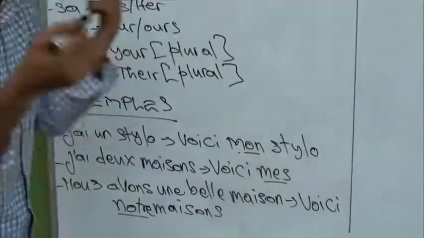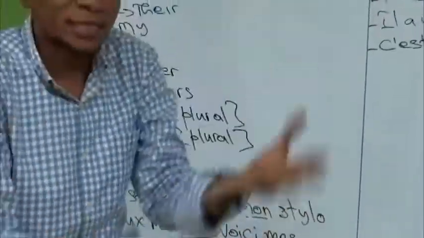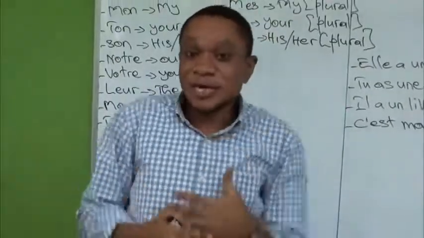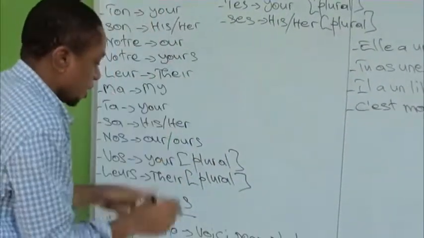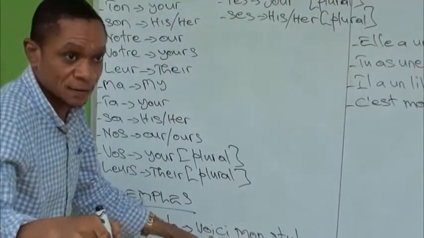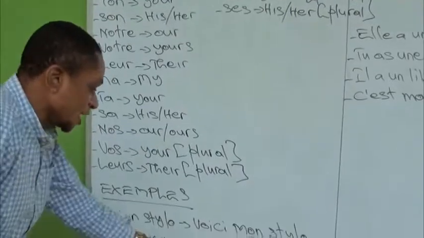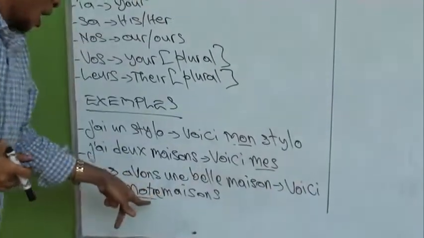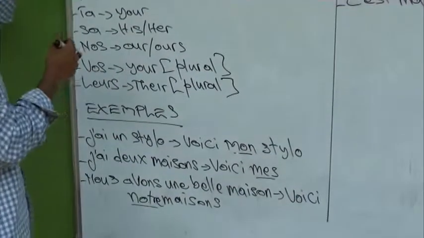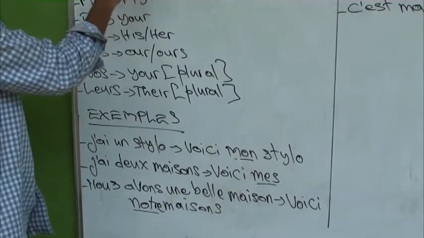Voici means here is. I can say, voici Monsieur Dismas. Here is Mr. Dismas. Voici Monsieur Newton. Here is Mr. Newton. So according to these questions, you have to start with voici, which means here is, right? When I say, nous avons une belle maison, because that house belongs to us, I will say, voici notre maison. Notre means our, okay? Our house, okay? Because the house belongs to us, right?